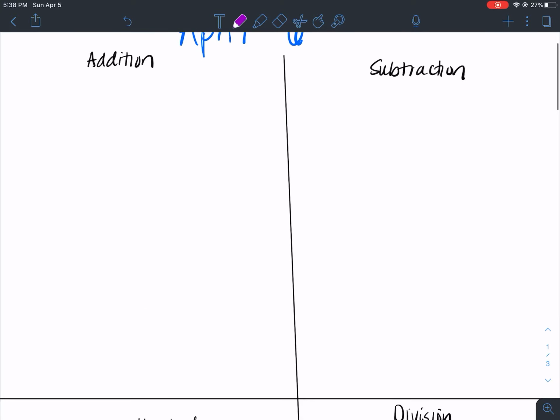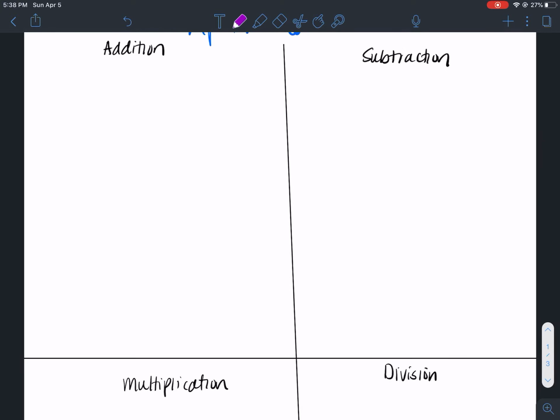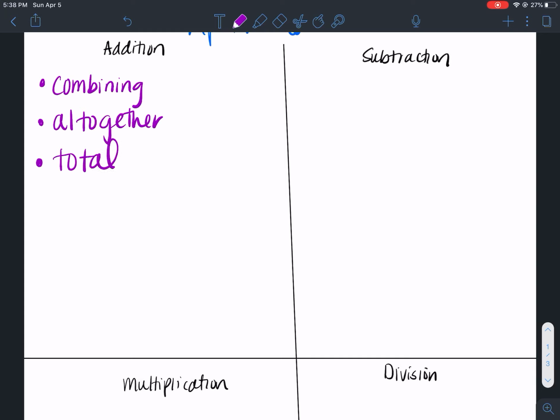So let's focus on addition. Some of the keywords for addition, I'm going to write them down and I want you to rewrite them with me. Words that mean combining, so combining something all together. Another one you see a lot is total. That's a very big one when they ask you, what's the total? Some very obvious ones: plus, sum. You will see that a lot. Sum. Increase.